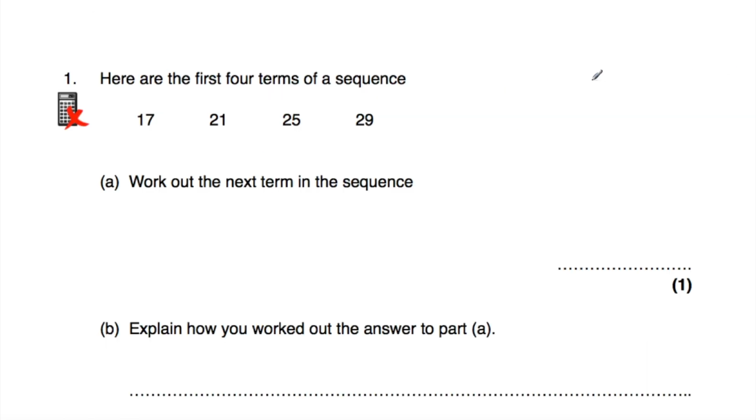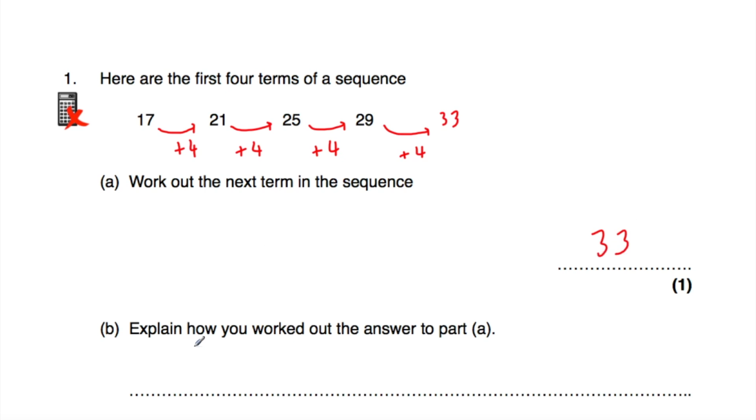Okay, so here's question number one. Question number one says, here are the first four terms of a sequence. And we've got 17, 21, 25 and 29. And part A says, work out the next term in the sequence. Now if we have a look at the sequence, we're adding 4. To get from 17 to 21, we add 4. To get from 21 to 25, again we add 4. And to get from 25 to 29, we add another 4. So we've been asked to work out the next term in the sequence, so we just need to add another 4. And 29 plus 4 is equal to 33. So the next term in the sequence is 33.